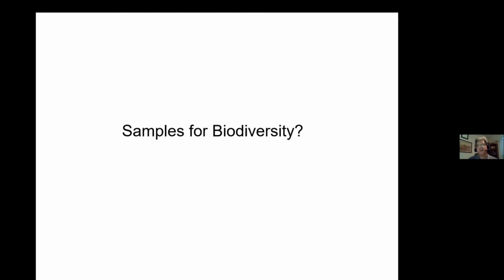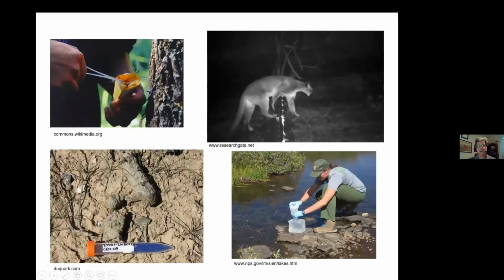The problem is that if you're going to do that, then you actually have to capture something, right? So even if you're going to draw blood, we would have to capture it, and then that requires permits, and that requires skill, and you're always worried about hurting the animal. So a lot of what the biodiversity people are doing is they will collect scat, and this works because as the fecal material passes through, it picks up epithelial cells from the lining of the intestine.